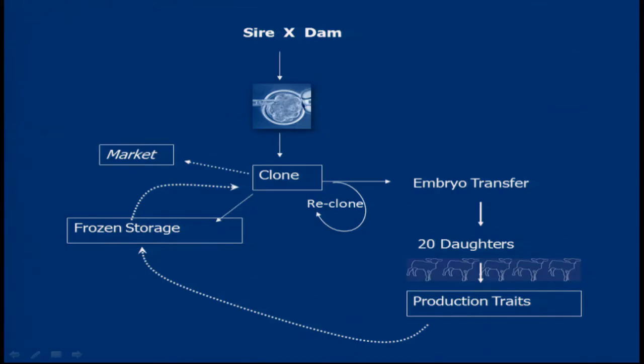So this is similar to when we do sire progeny tests, where you would use one sire's semen, produce a lot of embryos, and test his daughters. But this is more direct. You're actually testing the clones themselves. So if you had a set of daughters that had superior production traits, you could go back to frozen storage, take out the clones, reclone them, and then you could market these as proven clones.